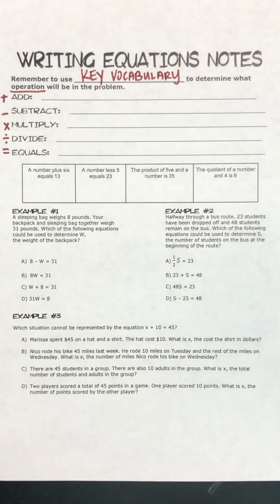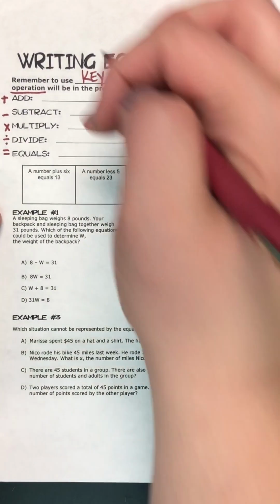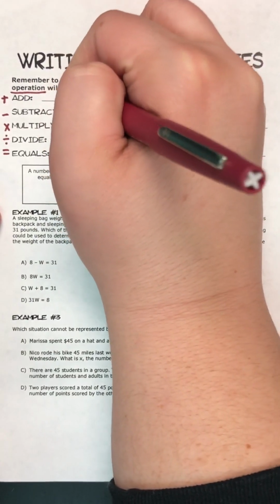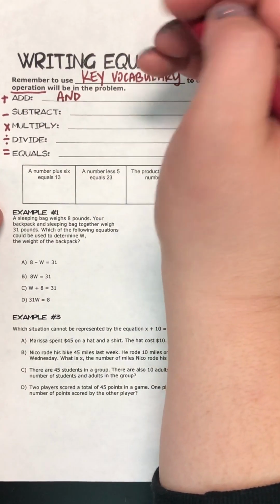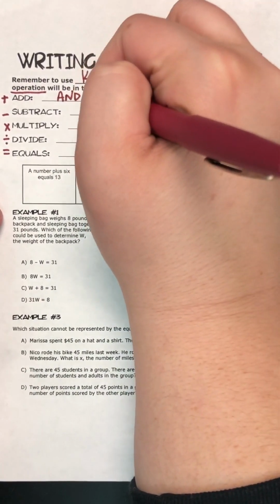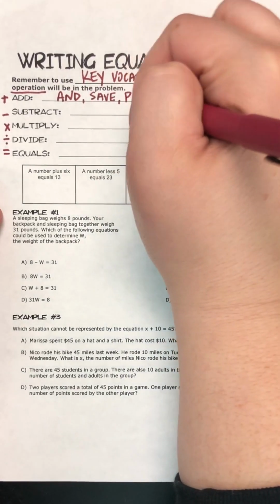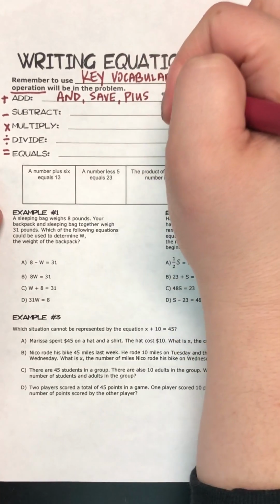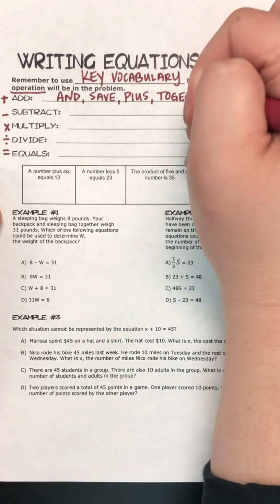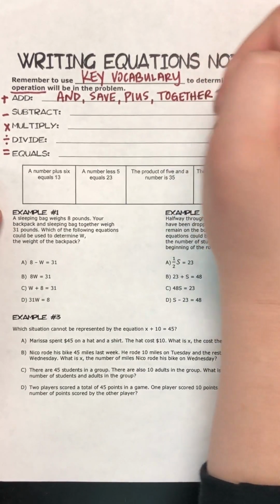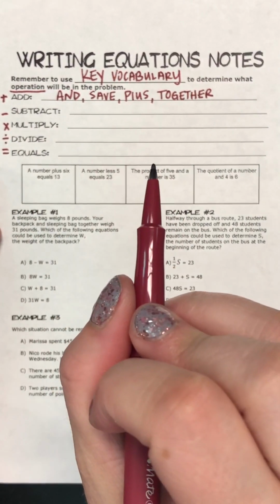So we're going to go through a couple of those. Some common words on the STAR test that indicate we're going to add would be the word and, like this and that, hat and coat. The word save, if I'm saving money. Obviously the word plus, and then sometimes the word together, so Johnny and Michael together. Those are all good add words. That's not a full list, but that's some very common ones on STAR.